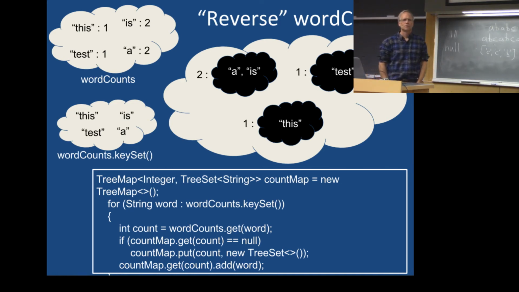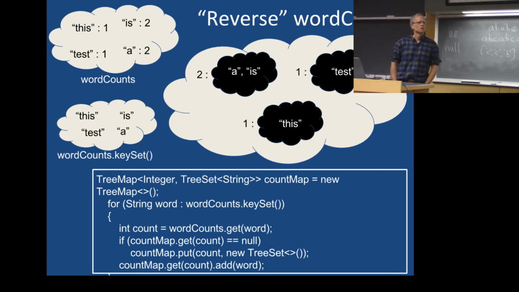Yeah? Can we use contain? Like count map dot contain count is false? I think there's a method. I don't think it's contains, I think it's containsKey. Oh, yeah. But there is a method. You could do it differently. Rather than calling get, you could call containsKey.